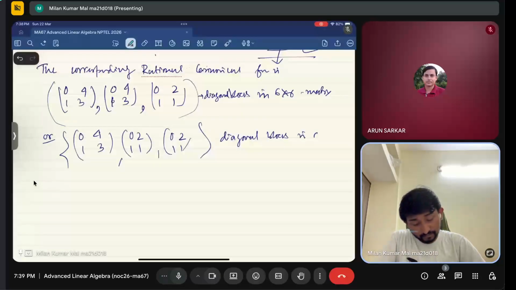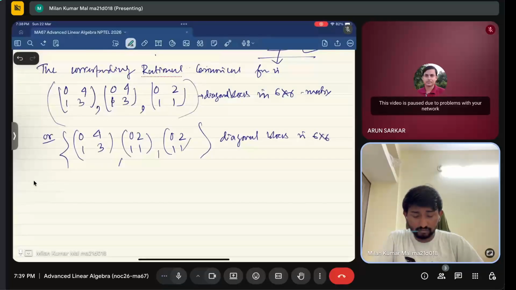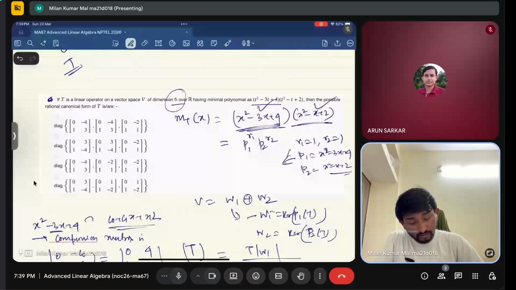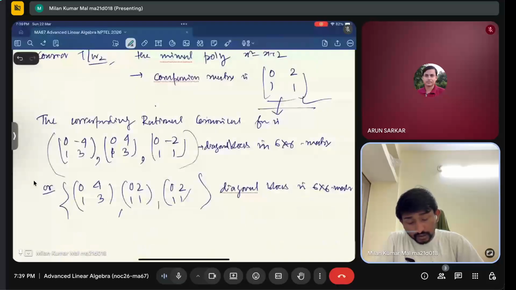So 0, minus c naught. Okay, sorry, it will be minus c naught, minus 4. Then it will be minus 2. Minus c1, yeah. Minus 4, minus 2. So 0, minus 4, 1, 3. This is one option, clearly. Another option is this, this is one other option. No other option is correct.